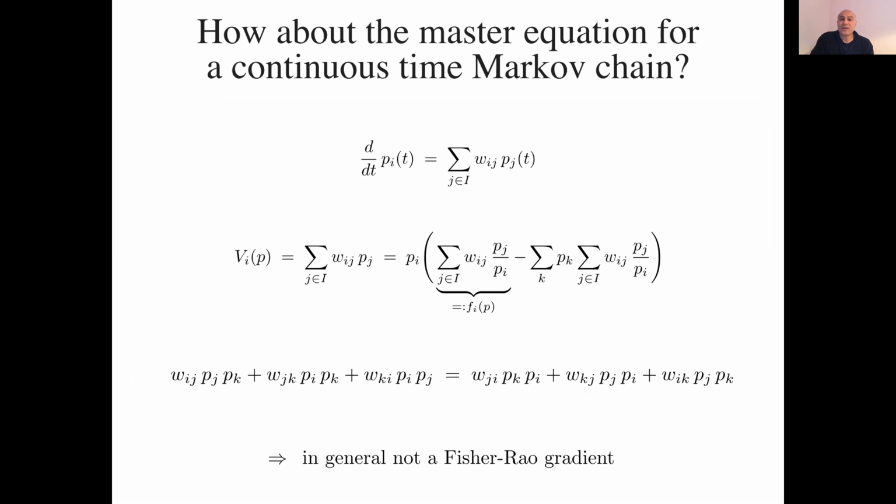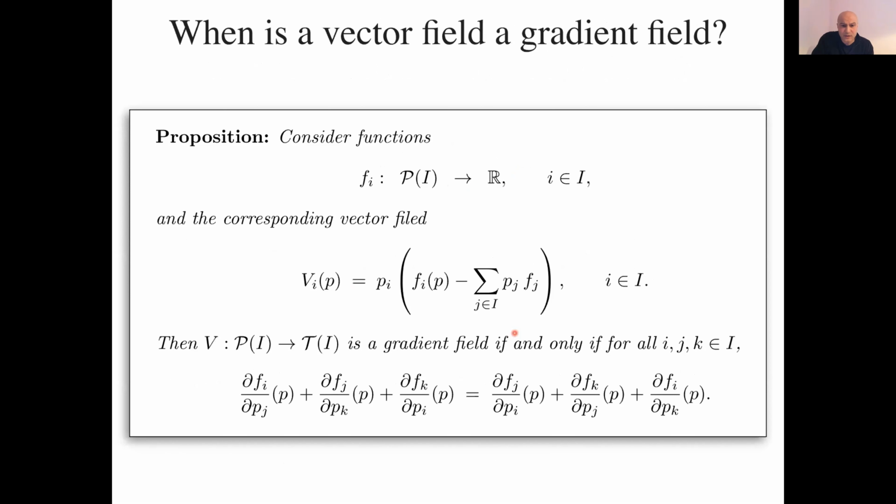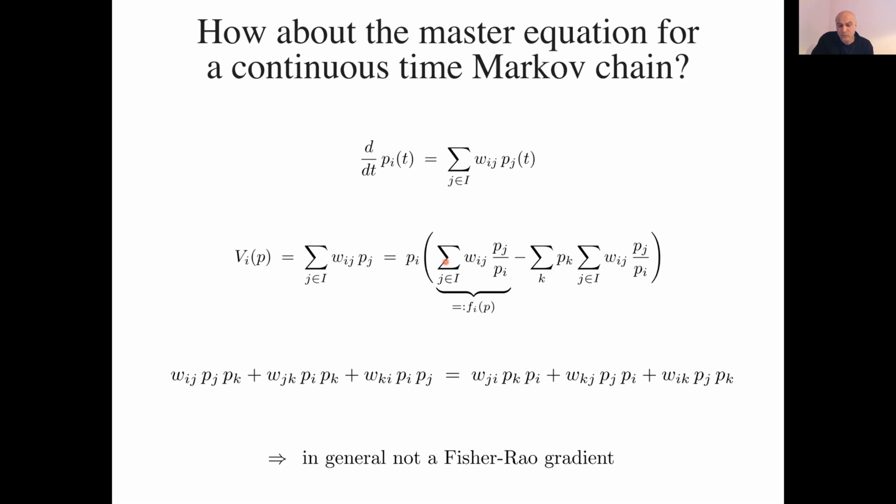So we have the master equation here. Let's rewrite the master equation. So that's the vector field. Let's rewrite the vector field in this way so that it has this structure. And we define these functions to be the f_i of p, and now we can do the test. If we do the test, we get this criterion.